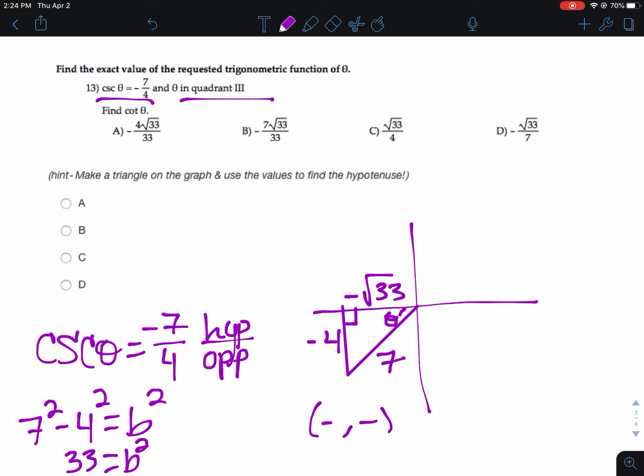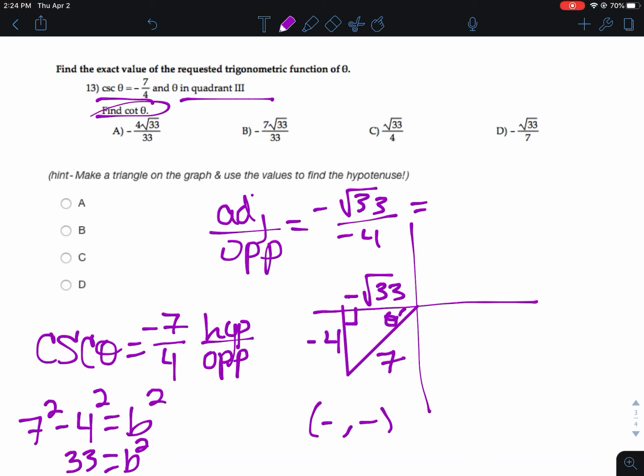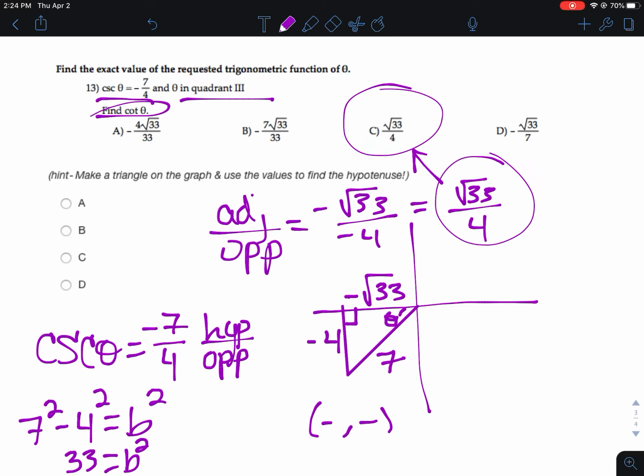And then they just want us to find cotangent. So cotangent would be adjacent over opposite. In this case, negative square root of 33 over negative 4, which is positive square root of 33 over 4. It's okay to have the radical in the numerator, just not in the denominator.